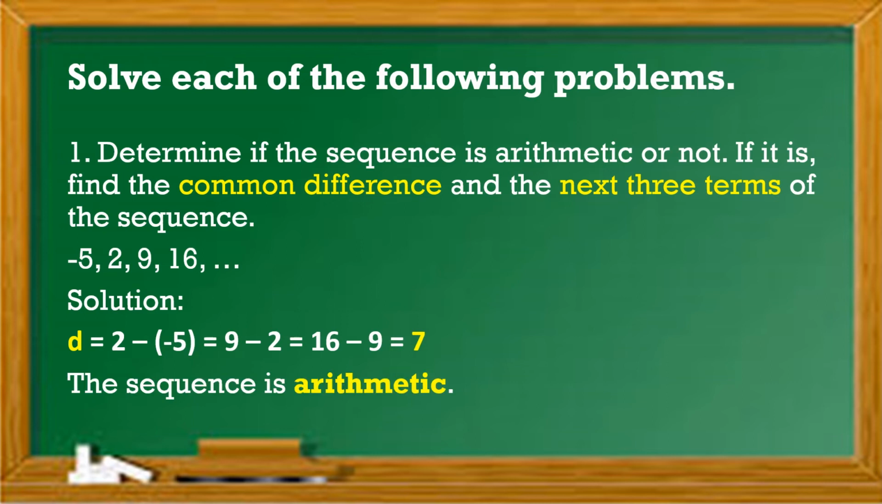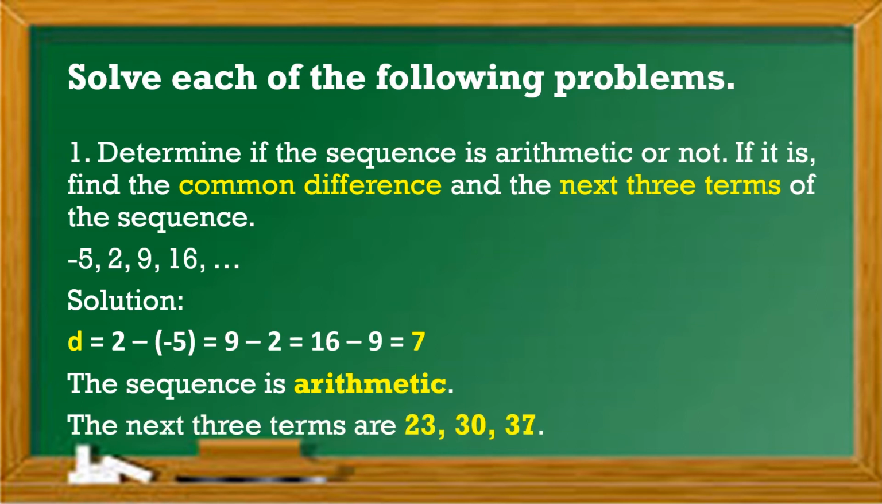And how to find the next three terms of this sequence? We are going to add the common difference, which is 7, to the preceding term. So 16 plus 7, that's equal to 23. 23 plus 7, that's equal to 30. And 30 plus 7, it's 37. The next three terms are 23, 30, and 37.